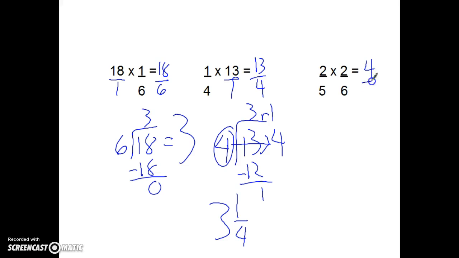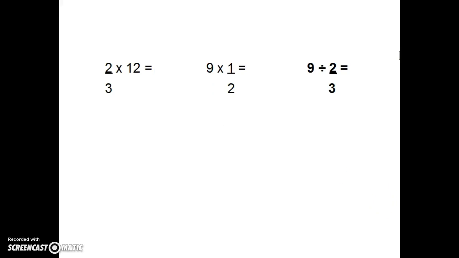Top times top, bottom times bottom. They're both even, so I can divide by 2. 4 divided by 2 is going to be a 2. 30 divided by 2 is 15. They're not even anymore. That's as low as I can go.